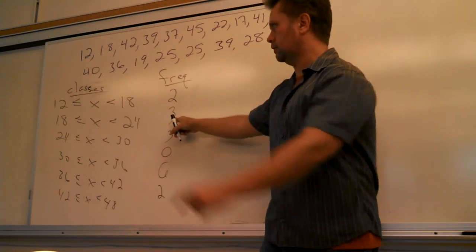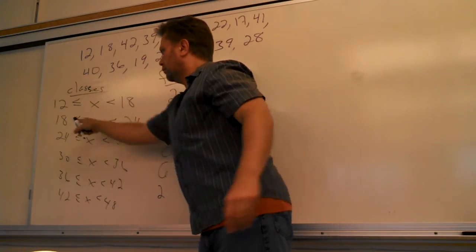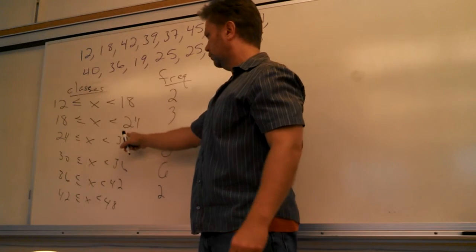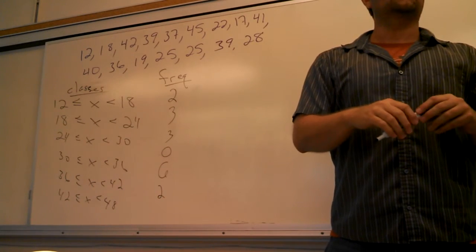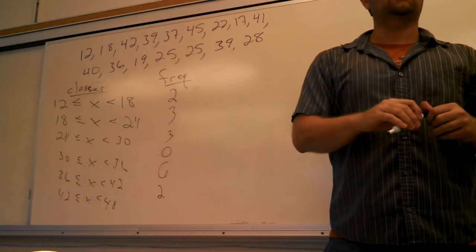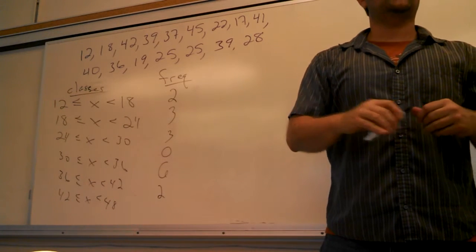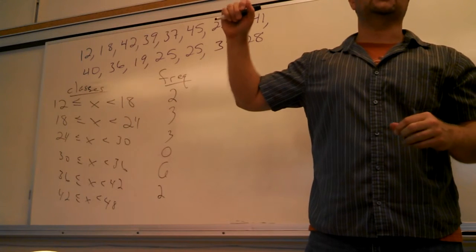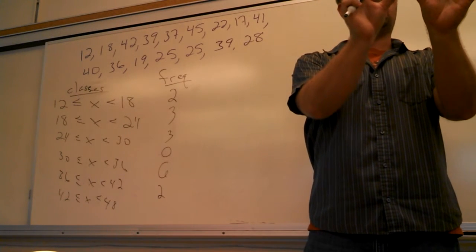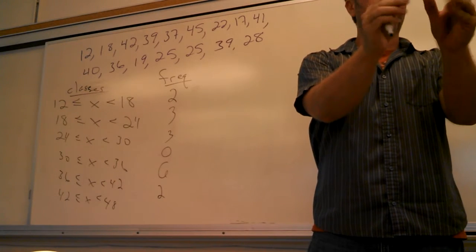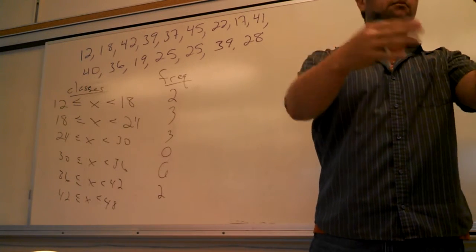Exactly. There were 3 data points that fell between those 2 numbers, not including 24. Cool. I like it. Yes, ma'am. Would there ever be a time where you don't count a repeat data point? Not for this, no. In fact, in general, not, because they are 2 separate people or things. You have to represent both.